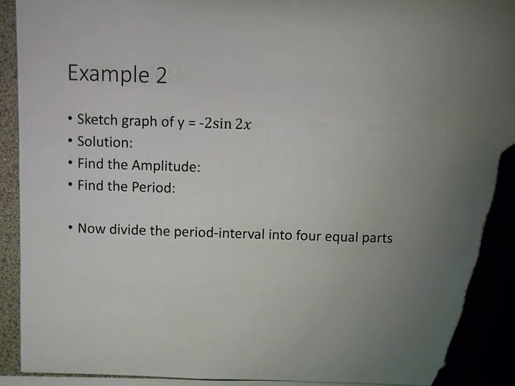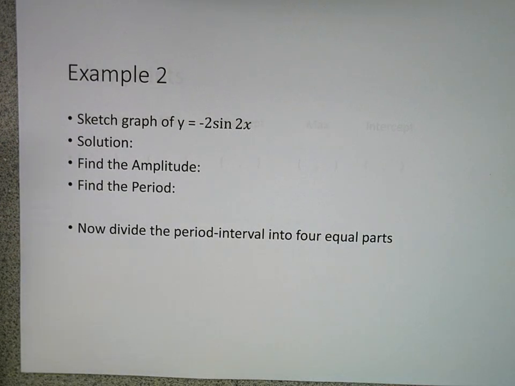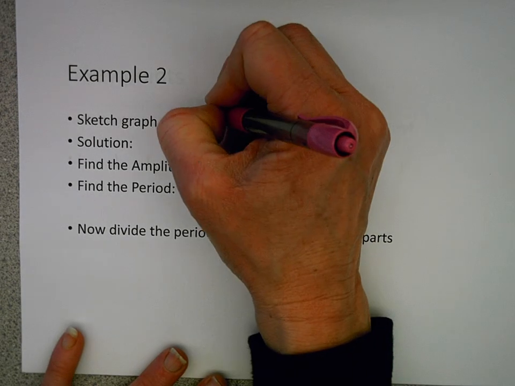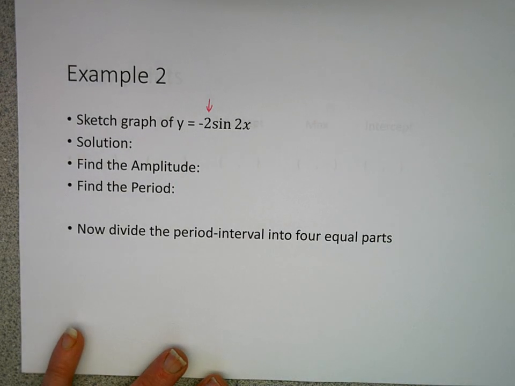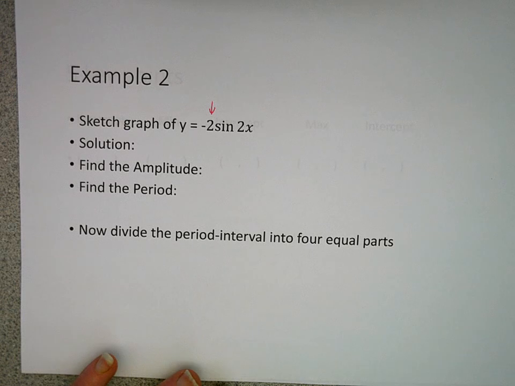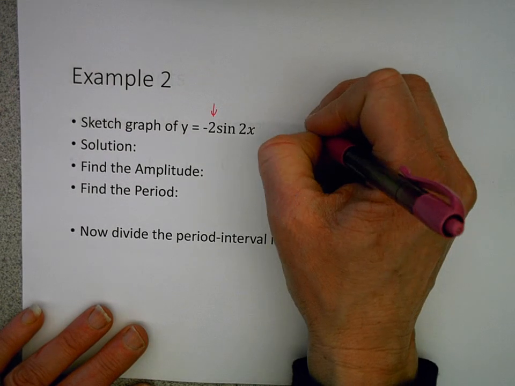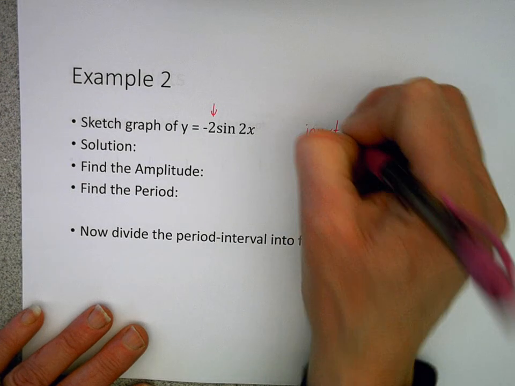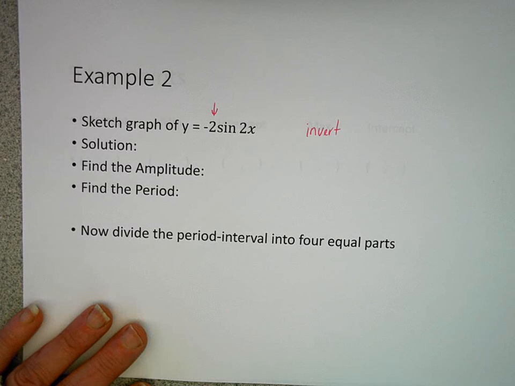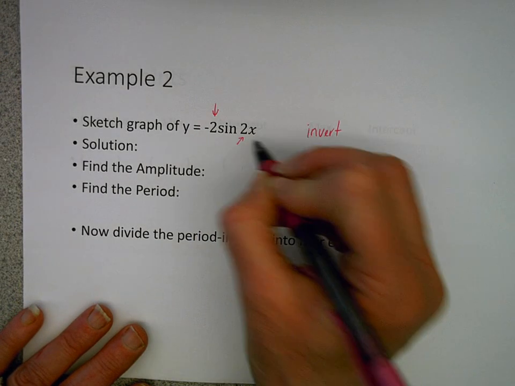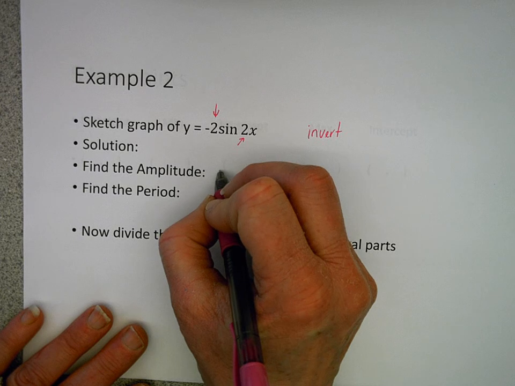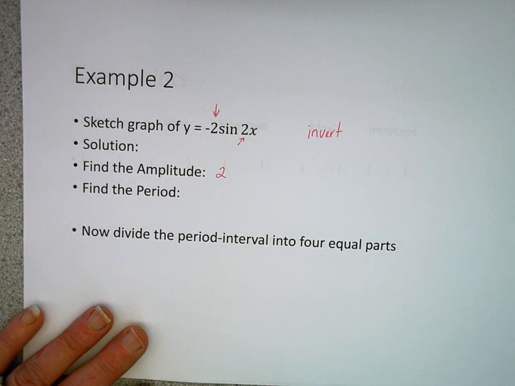Okay, so example 2 has a couple different things on it. I have an a value. The a value is actually negative, which is going to invert the graph. So I'm just going to put that right here. It's going to invert, so it's going to be a negative sine wave. So it's going down first. My b value is 2. So my amplitude is still 2 though. Okay? It's always positive. It's a distance.